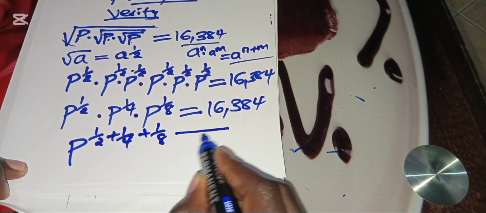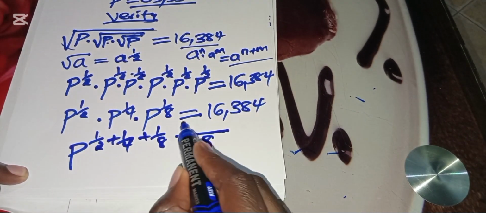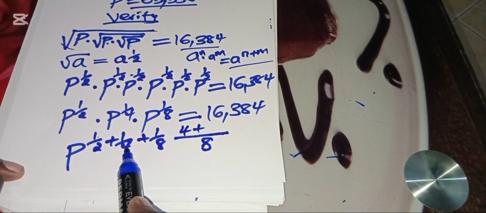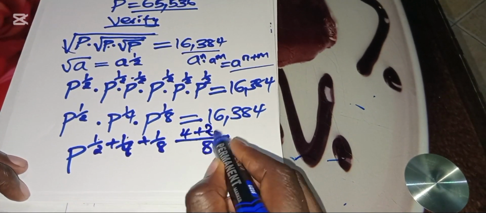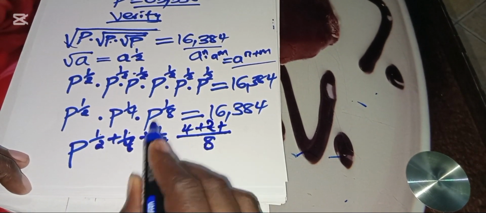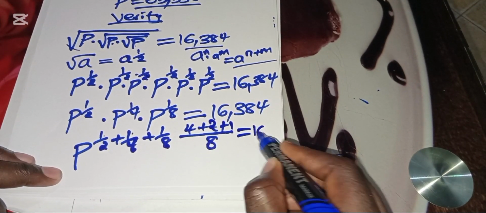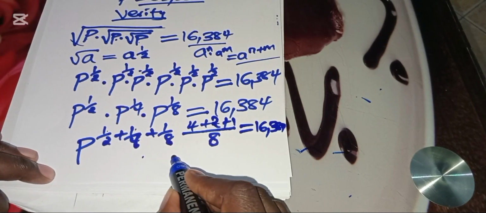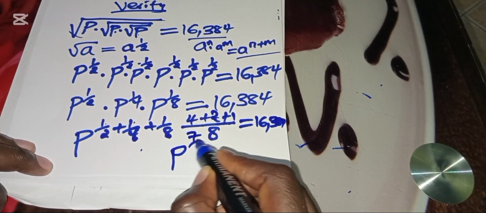Now in this case, the LCM is 8. So 8 divided by 2 is 4, 4 times 1 is 4, plus 8 divided by 4 is 2, 2 times 1 is 2, plus 8 divided by 8 is 1, times 1, which is 1. This is supposed to give us 16,384. So we are going to have p raised to power 7 over 8.